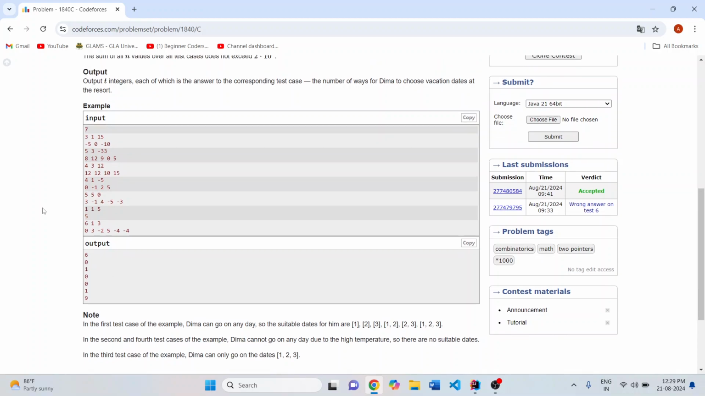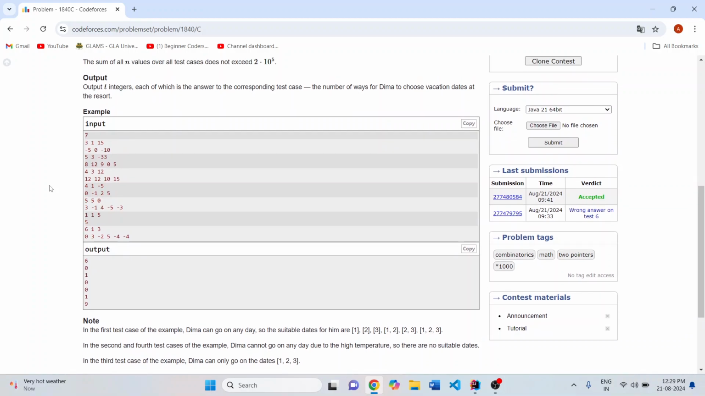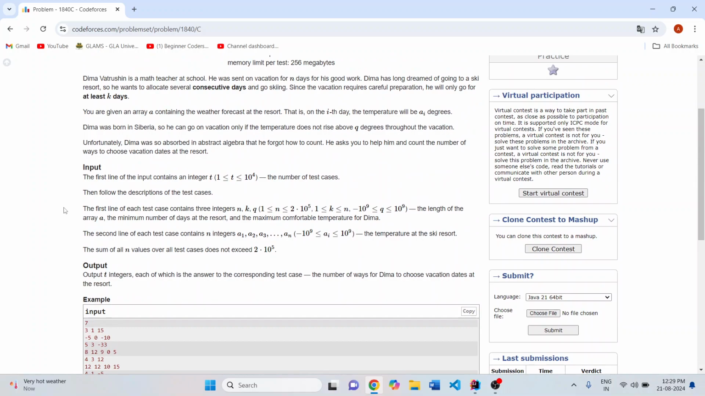So how shall we do this? First of all, we have to count consecutive days on which the temperature is less than or equal to Q degrees. One, then one, two, so 2 days, then 3 days, so three consecutive days. And second thing, we have to see if the consecutive days are greater than or equal to k. Only in that case we have to count the ways. So moving to the solution.